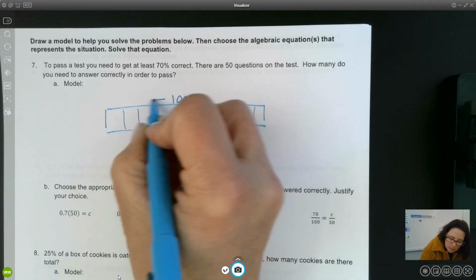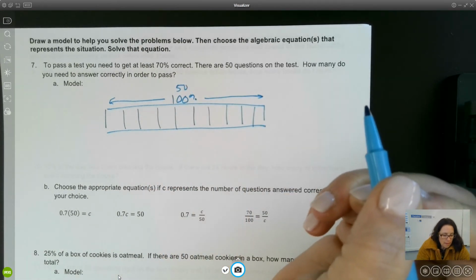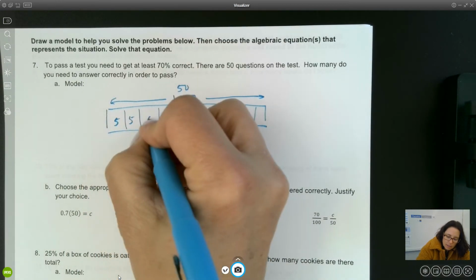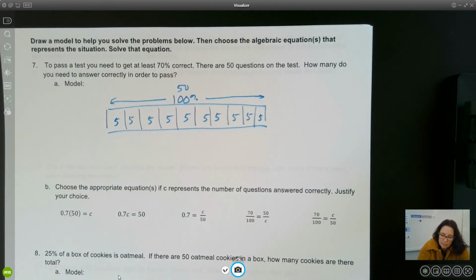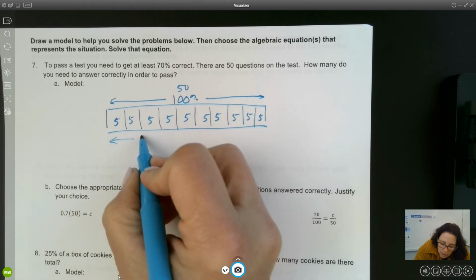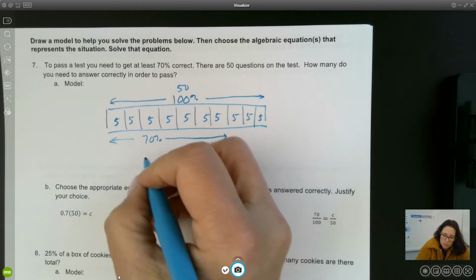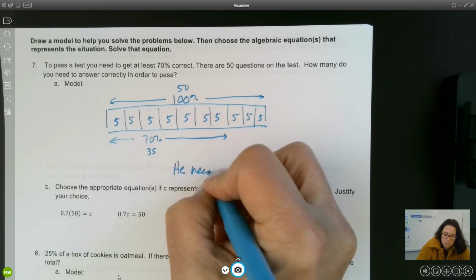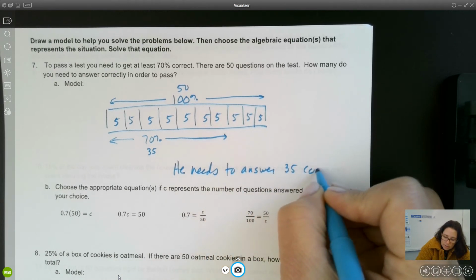Okay, this is 100%, and there are 50 questions. 100% is all 50. Okay, now the magic number in the boxes is going to be 5. We have 10 boxes and it has to total to 50. That magic number is 5. And 70% would be all but 3 of them. Okay, which gets you 35 questions. Okay, so there's my answer. He needs to answer 35 correctly.